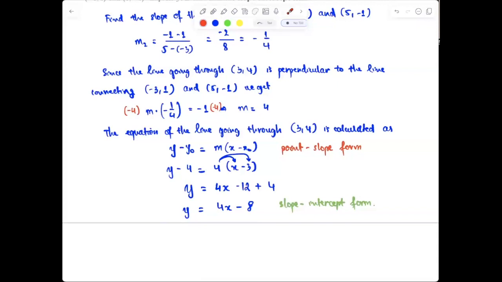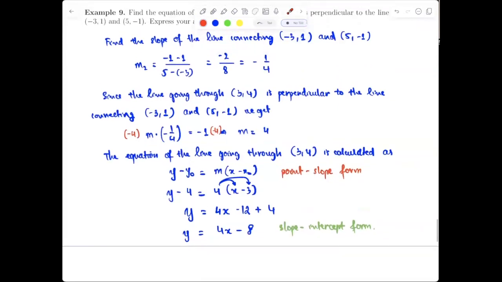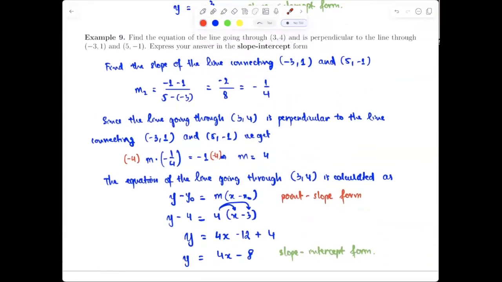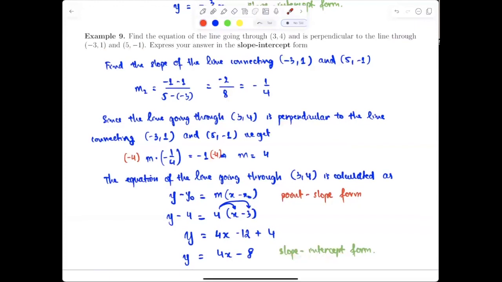Okay. And on the right-hand side, you combine like terms and the final answer is y equal to 4x minus 8. Okay, and that is the equation of the line going through 3, 4, and is perpendicular to the line through the 2 points, negative 3, 1, and 5, negative 1. And the equation of the line is in the slope-intercept form.